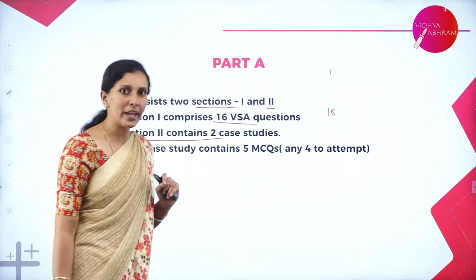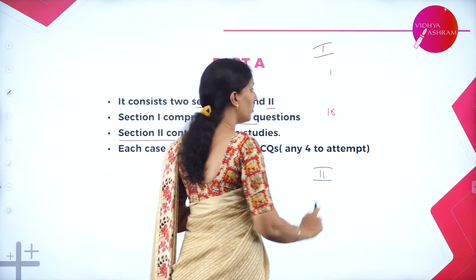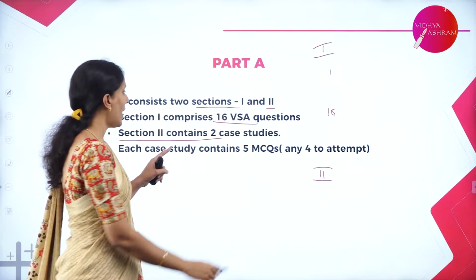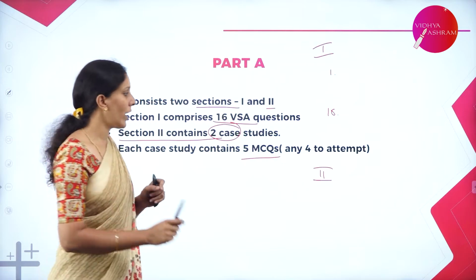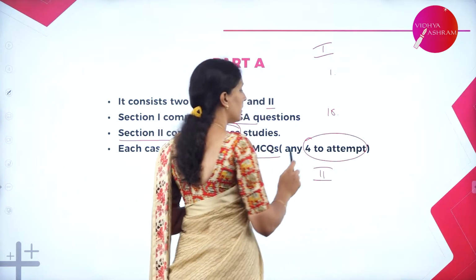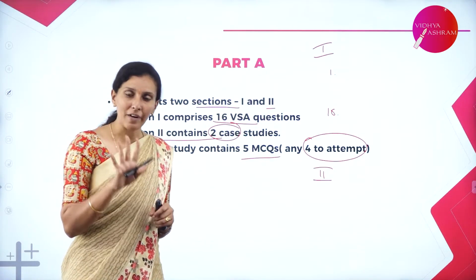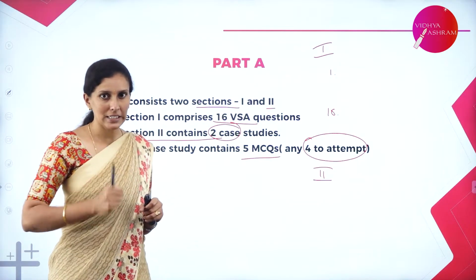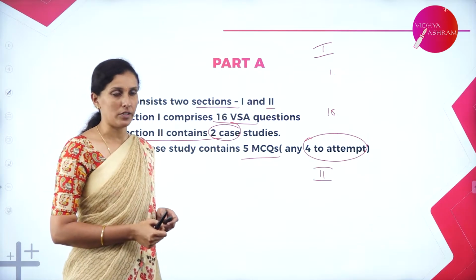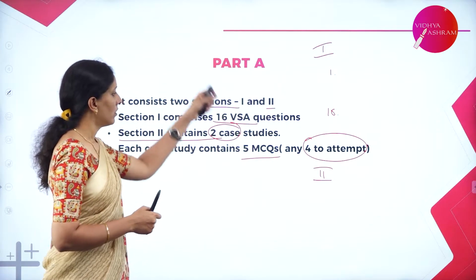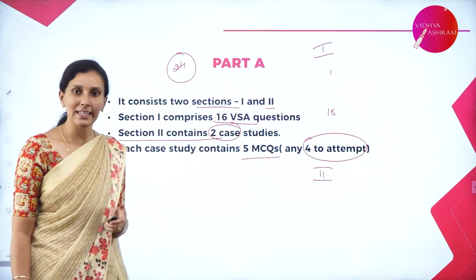And you have 2 case studies under section 2. So this is section 1, and under section 2 you have 2 case studies, and both case studies contain 5 MCQs, but you need to attend only 4. So under the case study questions, you have 5 MCQs in each case study, but you are supposed to answer any 4 out of 5 questions. Thus, overall you will get 24 marks from part A.